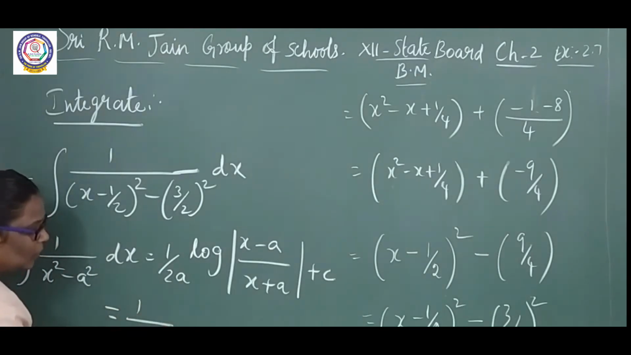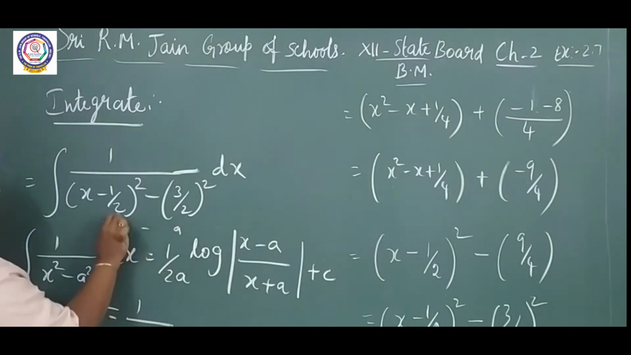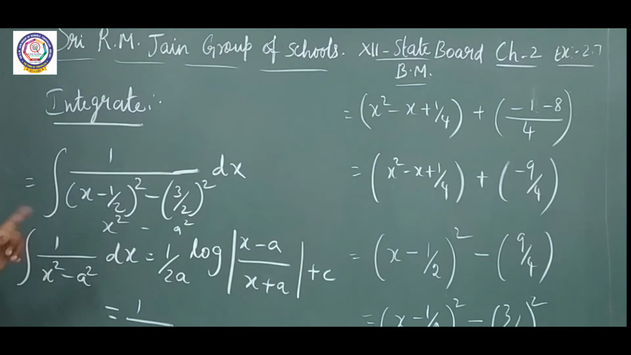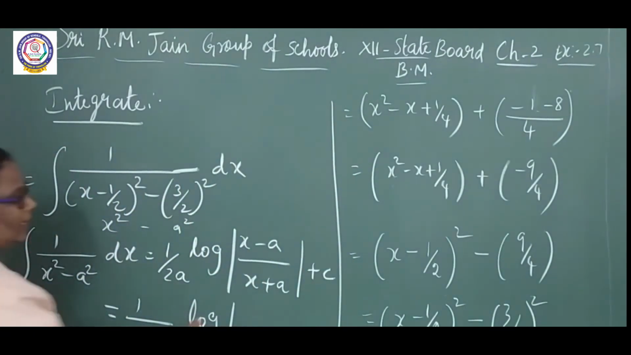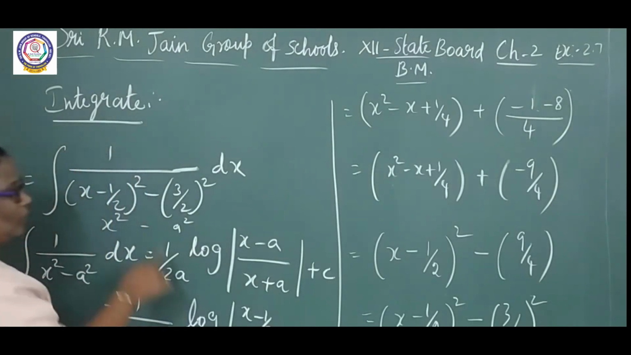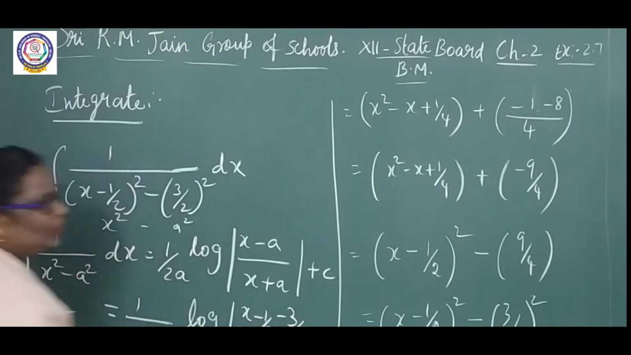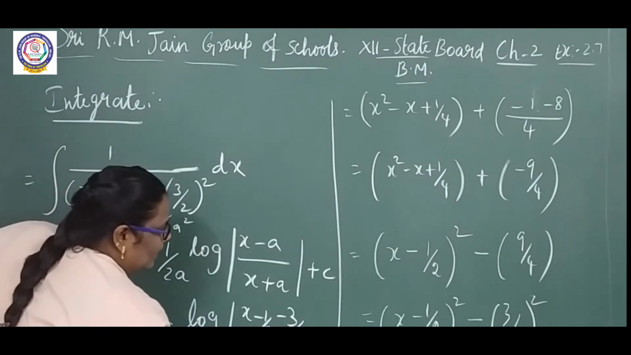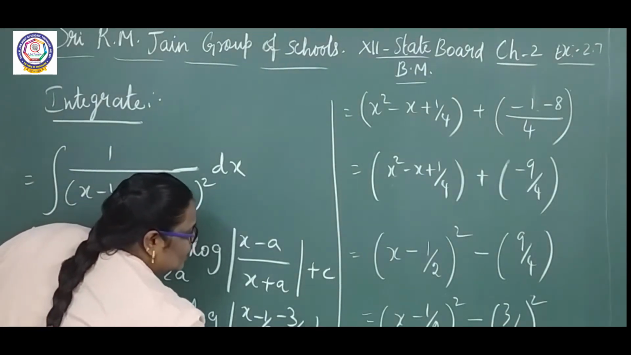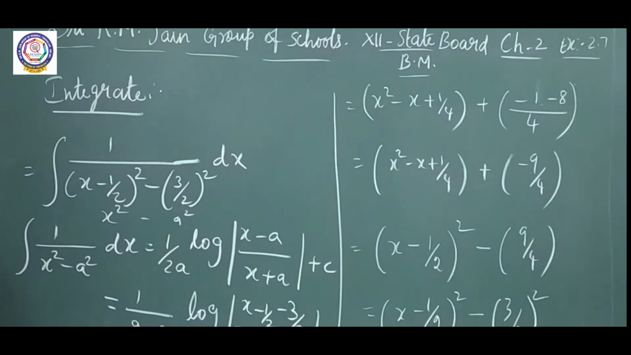So 1 by 2 into this; this is x and this is a, in x square minus a square. What is the value of a? 3 by 2. So 1 by 2 into 3 by 2, log of modulus of, what is the x value here? x minus 1 by 2 minus 3 by 2, by, you take the number alone for a and x, the same thing: x minus 1 by 2 plus 3 by 2, plus c.